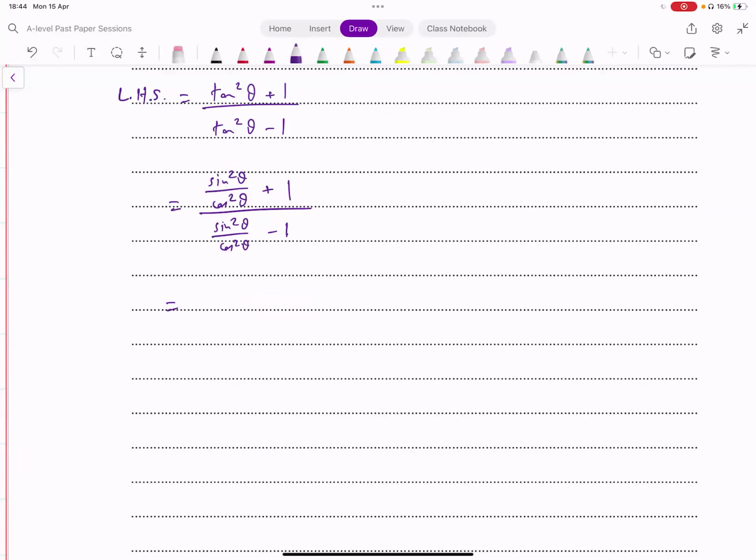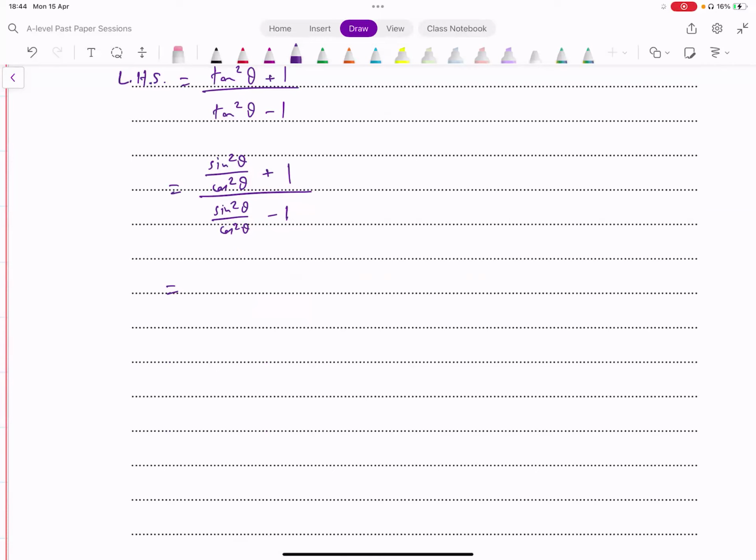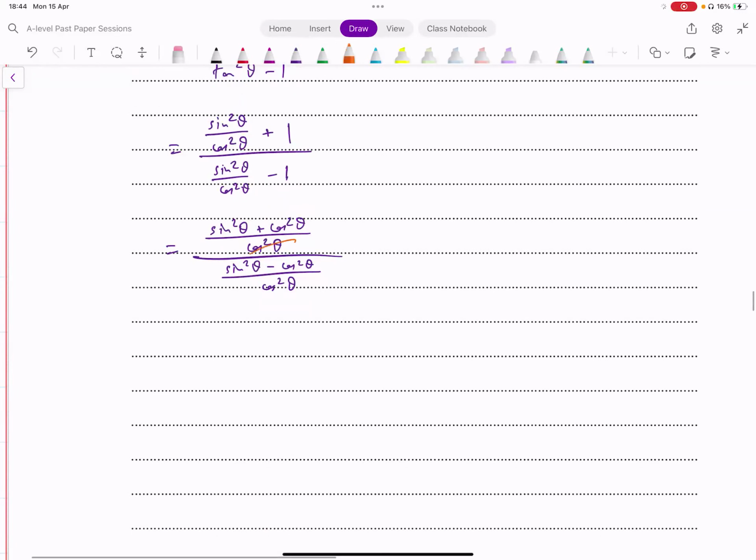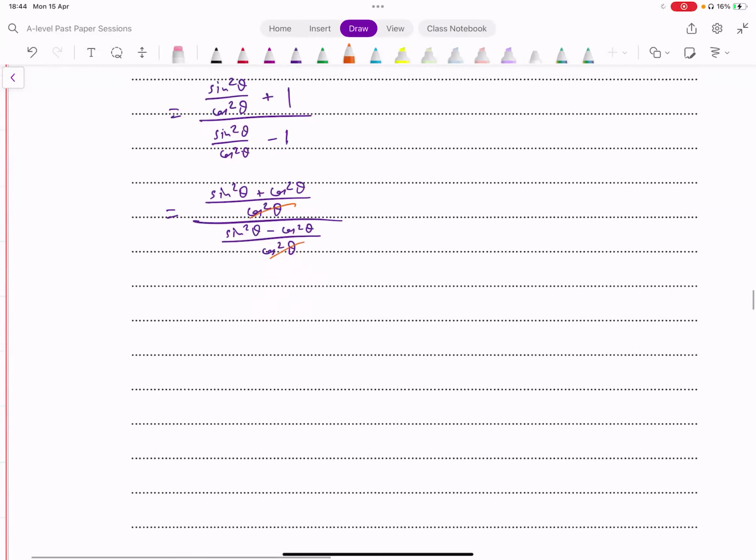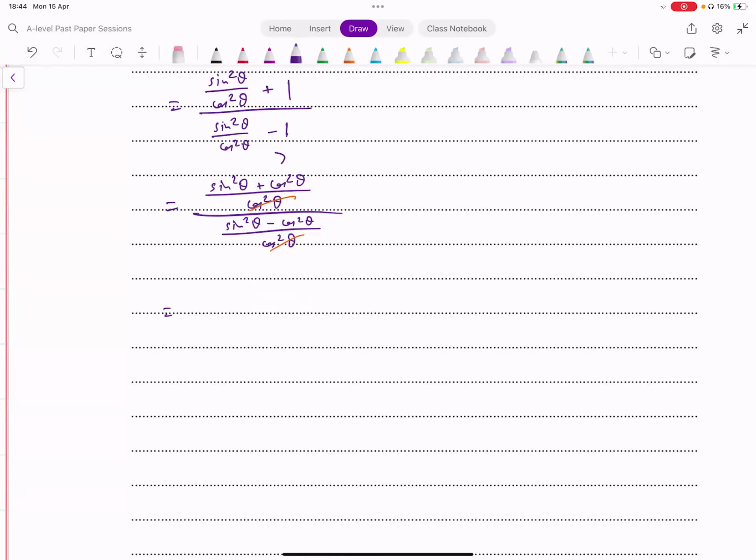Okay. Now you can take LCM in the numerator and also in the denominator. And in the numerator, when you take LCM, that gives you sine square theta plus cos square theta, whole divided by cos square theta, whole divided by sine square theta minus cos square theta, whole divided by cos square theta. Now cos square and cos square, they get cancelled. What are we left with? We're left with sine square theta plus cos square theta divided by sine square theta minus cos square theta. What is sine square plus cos square? Sine square plus cos square is 1. So the numerator becomes 1, and the denominator, you have sine square theta minus cos square theta.